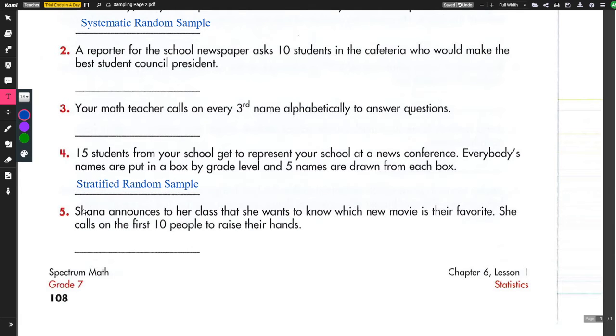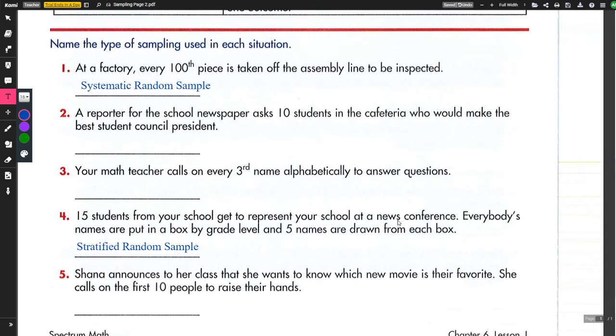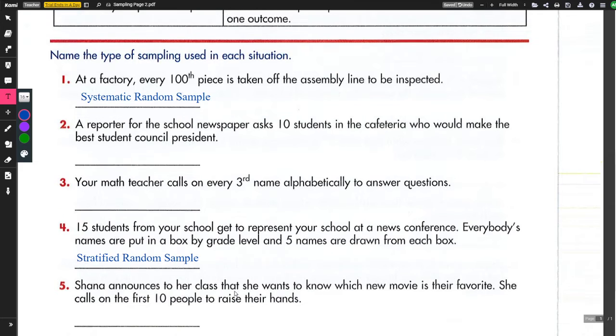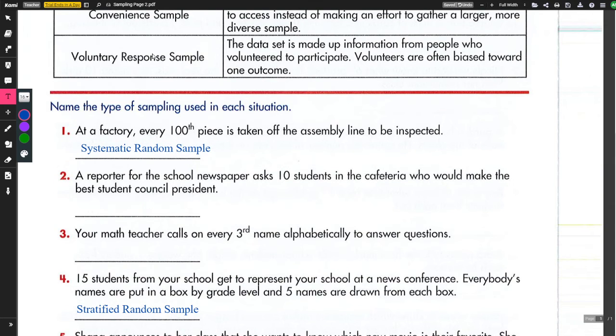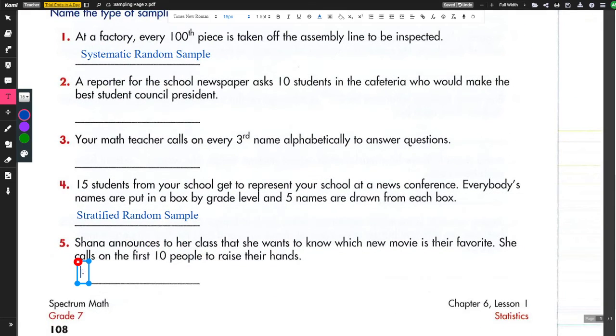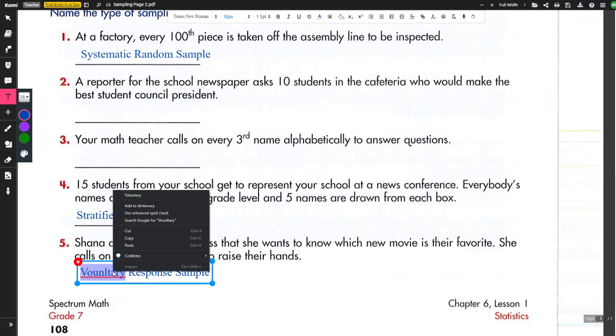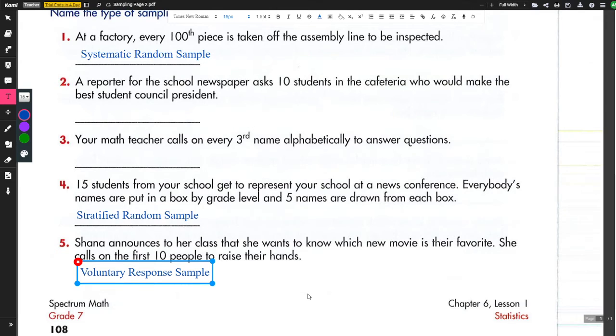And then we'll do this last one. Shannon announces to her class she wants to know which new movie is their favorite. She calls on the first 10 people to raise their hand. This is the example I gave for voluntary response sample. So this one is voluntary response sample. There we go, easy fix.